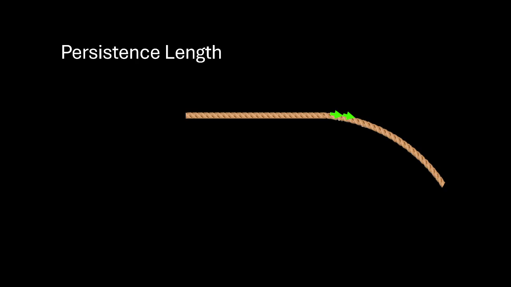So, first, let's talk about persistence length. Persistence length is more of a physics term, and it talks about how rigid polymers will act less rigid the longer and hotter they get. Got it. So a good way to imagine this is kind of like a rope. At short distances, it'll look pretty straight, but the longer the rope gets, the less it acts like a rigid beam, and the more it acts like, well, a rope.